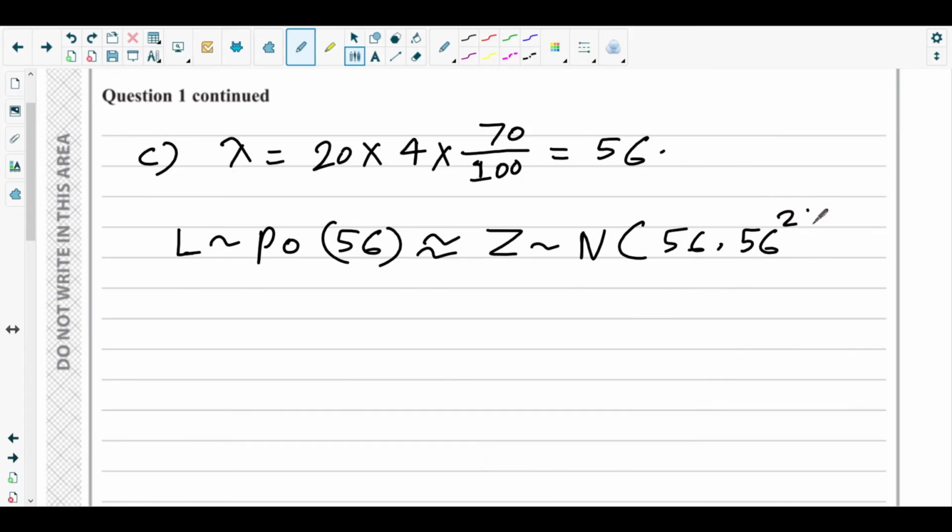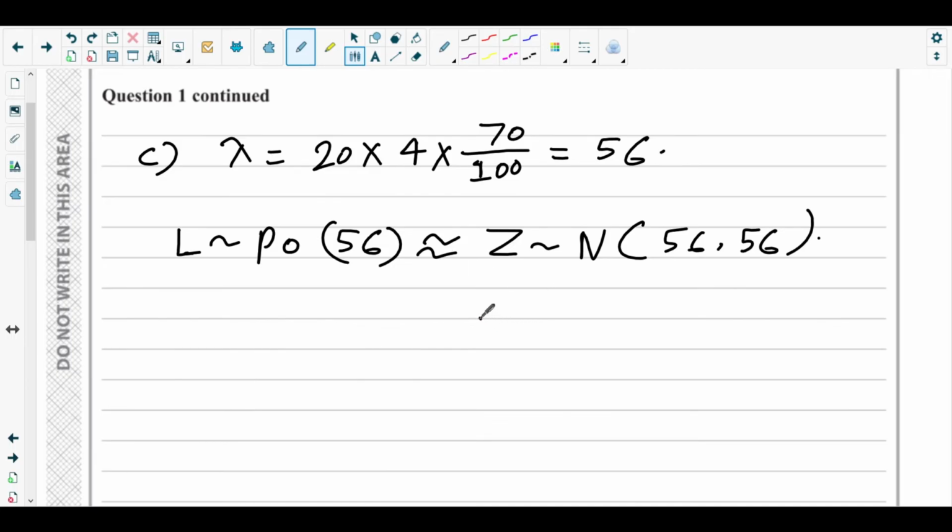So 56 squared, for normal distribution, not 56. 56 squared would be a very large value. For Poisson distribution the mean is equal to the variance, so that means the variance will be just 56. Mean is equal to the variance of the data. That's why 56, 56.